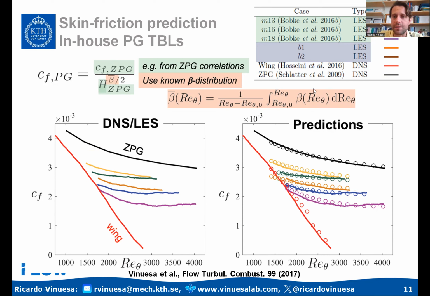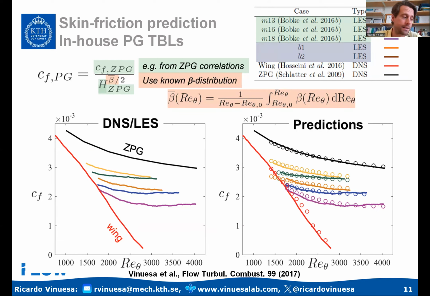So this beta average is just an integral of beta with respect to theta, with the momentum thickness-based Reynolds number. What you can see on the left in these lines is the skin friction as a function of the momentum thickness-based Reynolds number for the various cases, where black is the ZPG, red is the wing, and in between you have the rest of the APGs. And on the right, the symbols are the predictions of the skin friction based on this empirical formula, which, as you can see, is actually giving us quite good agreement.